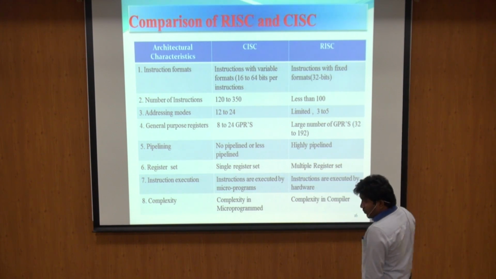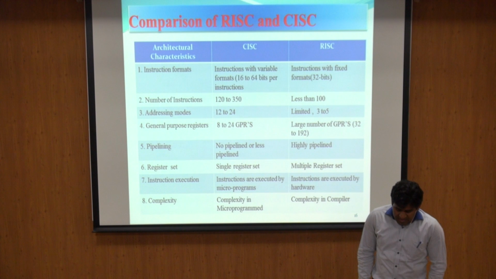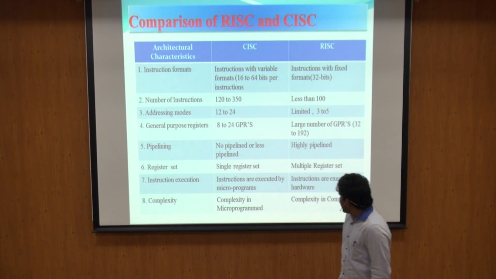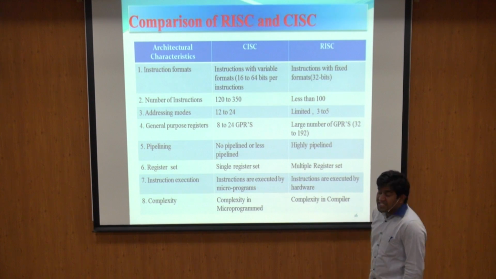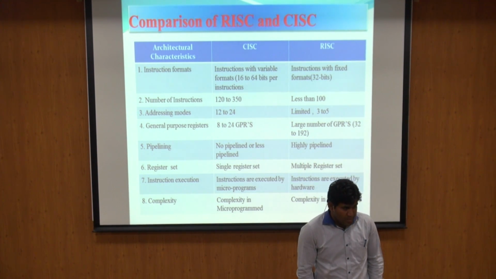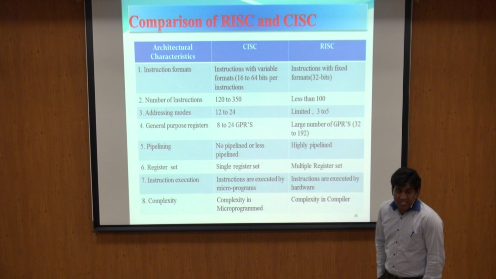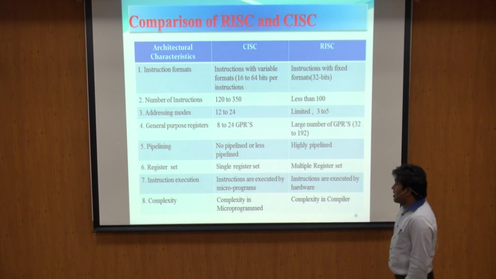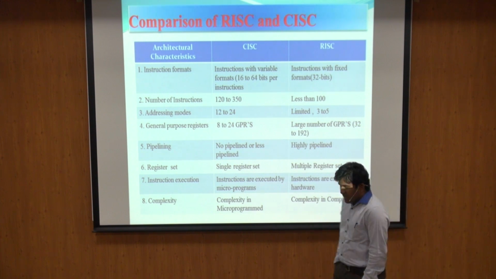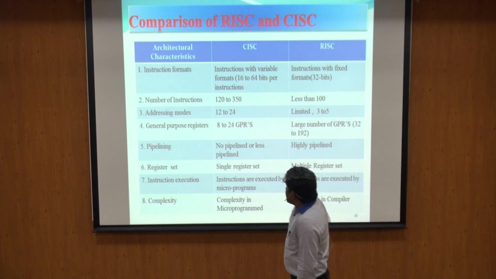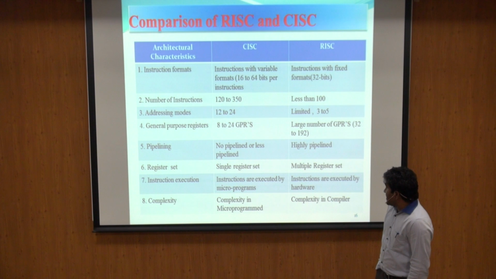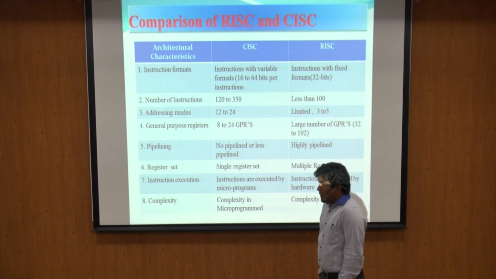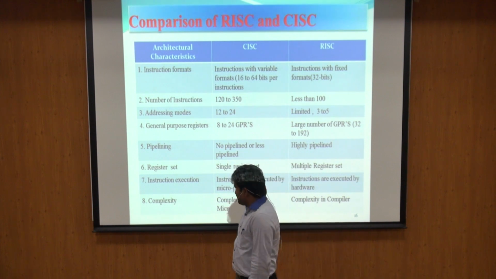For instruction execution, in CISC instructions are executed by microprograms, whereas in RISC instructions are executed by the hardware. As instructions are executed by the hardware, this architecture becomes faster. Regarding complexity, CISC has complexity in the microprogram, whereas RISC has complexity in the compilers.